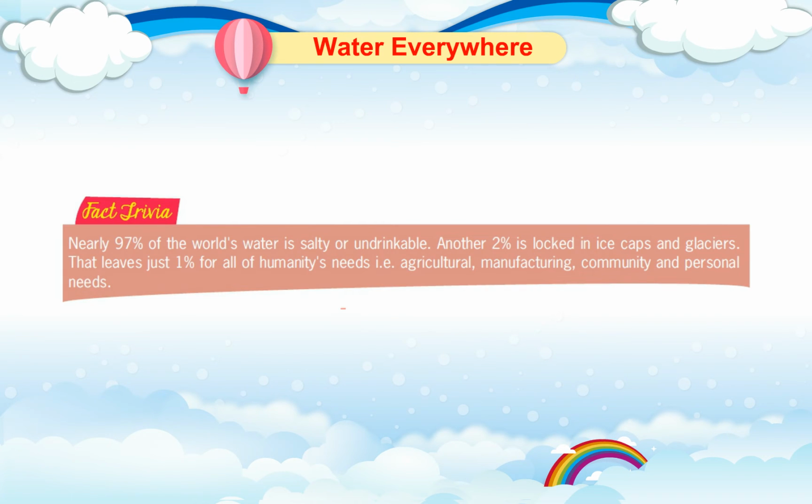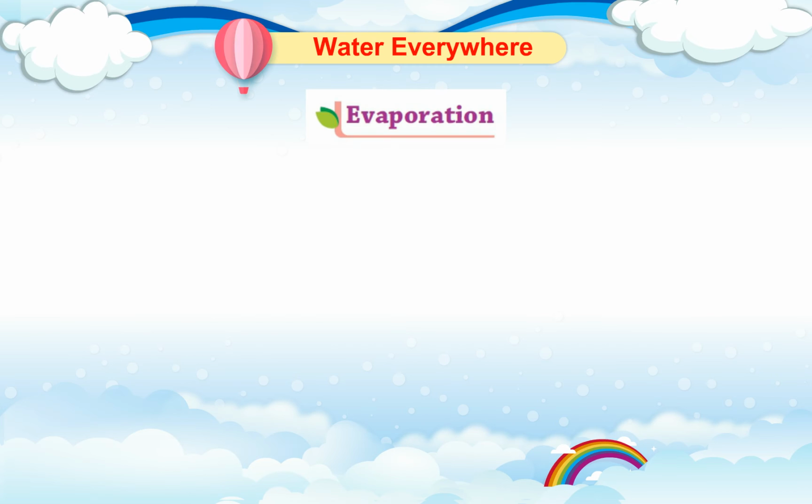Fact trivia. Nearly 97% of the world's water is salty or undrinkable. Another 2% is locked in ice caps and glaciers. That leaves just 1% for all of humanity's needs, that is, agricultural, manufacturing, community, and personal needs.